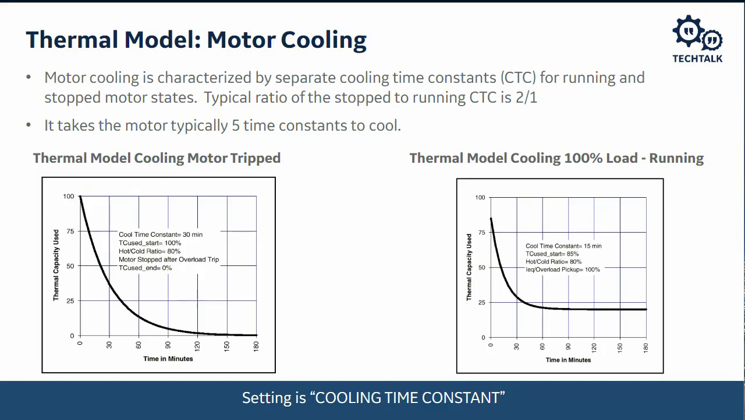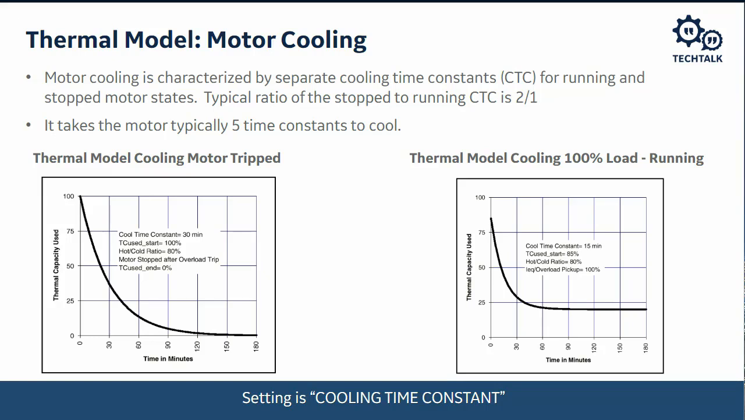Now, if we look at the thermal model when it's running, the actual cooling time on the one to the right, that's about 60 minutes, right? So 60 minutes is probably closer to 75 because it's still flattening out at 60 minutes. So it's about 75 minutes for the cooling time. The cooling time constant, the setting that we will put into the relay, would be 1/5 of that, which is 15 minutes. Now that is with the motor running.